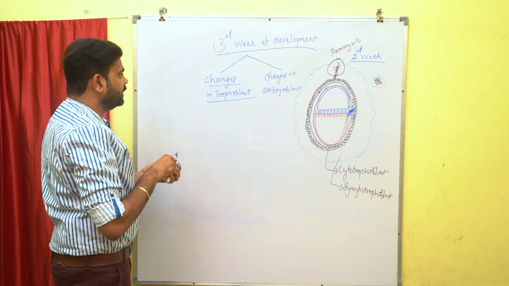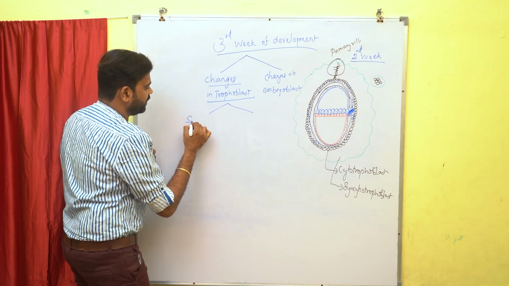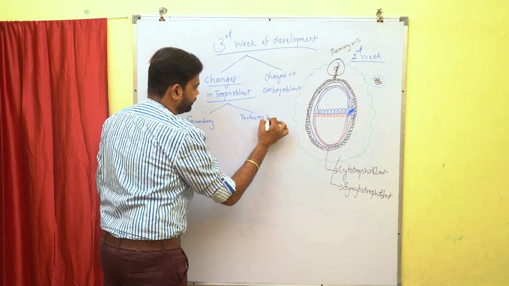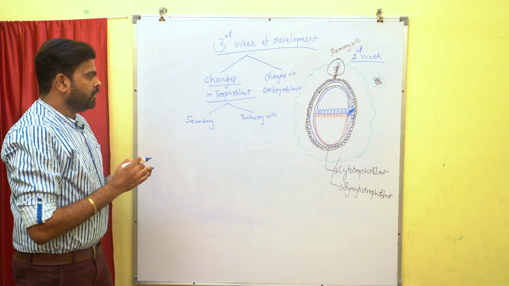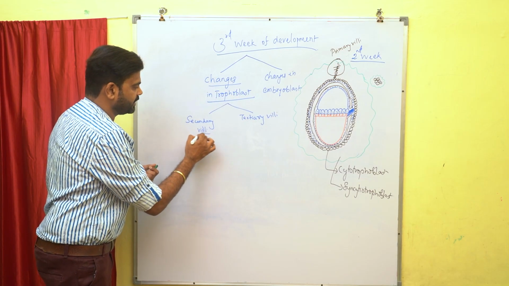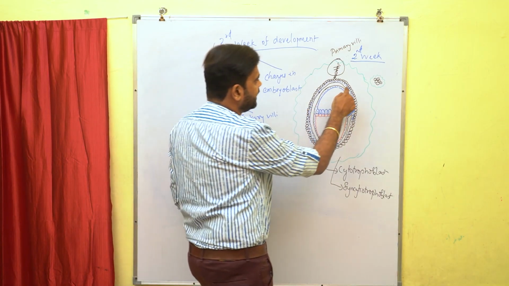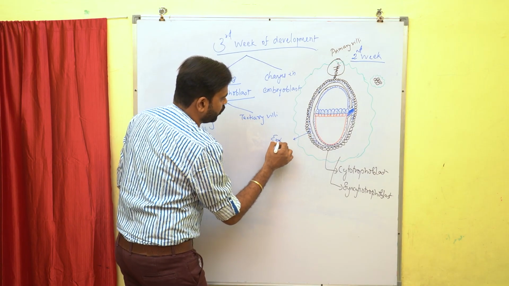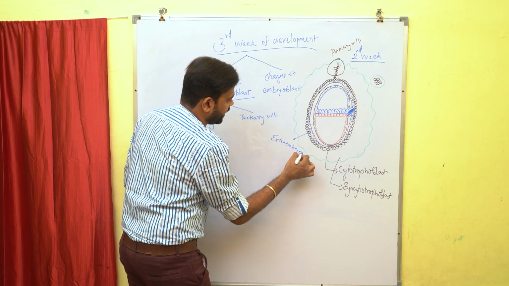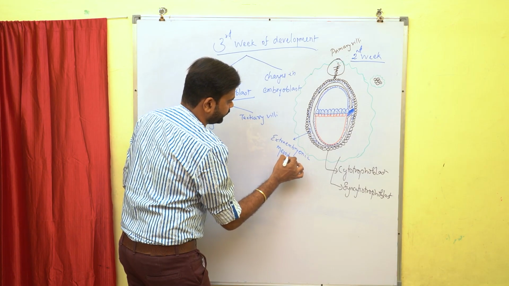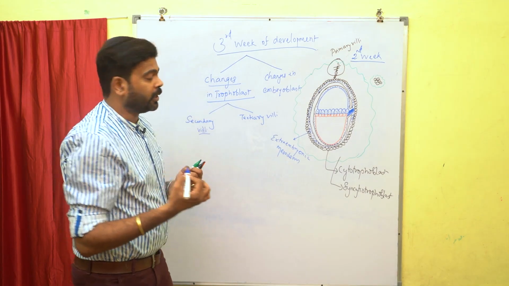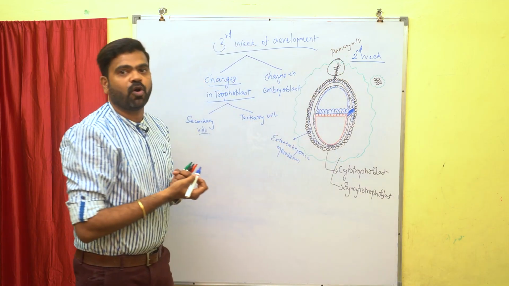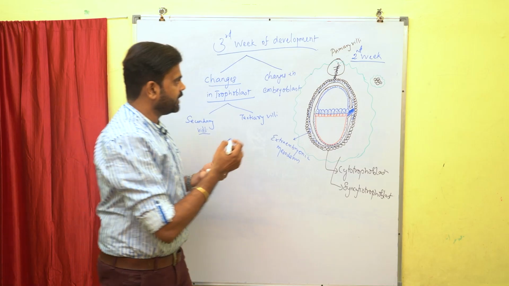In the third week, what happened? There is formation of secondary villi and tertiary villi. How is the secondary villus formed? On the inner aspect of the cytotrophoblast, there is extra embryonic mesoderm. This extra embryonic mesoderm starts invading the cytotrophoblast. As a result, the secondary villus is formed.